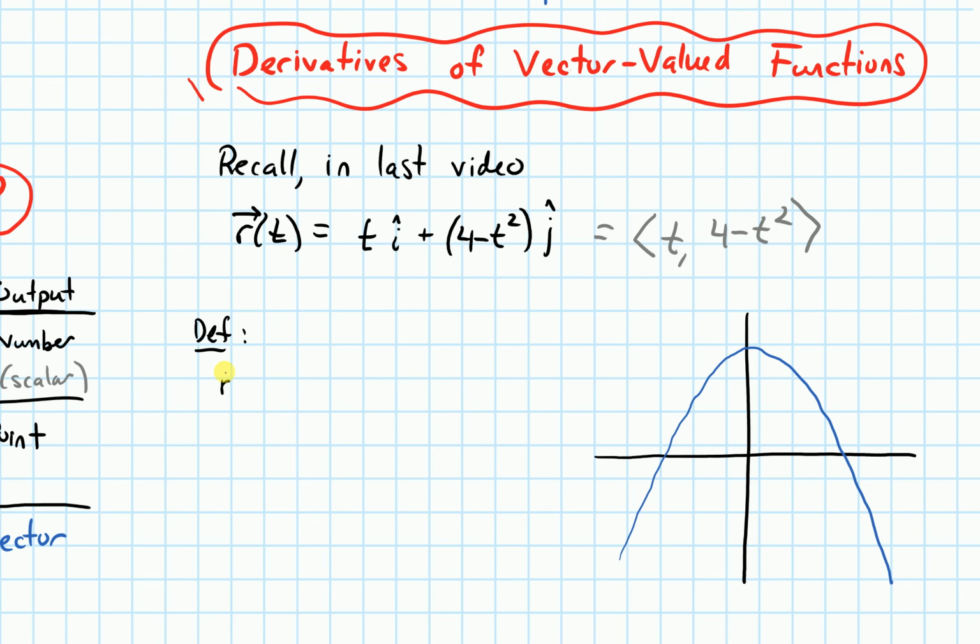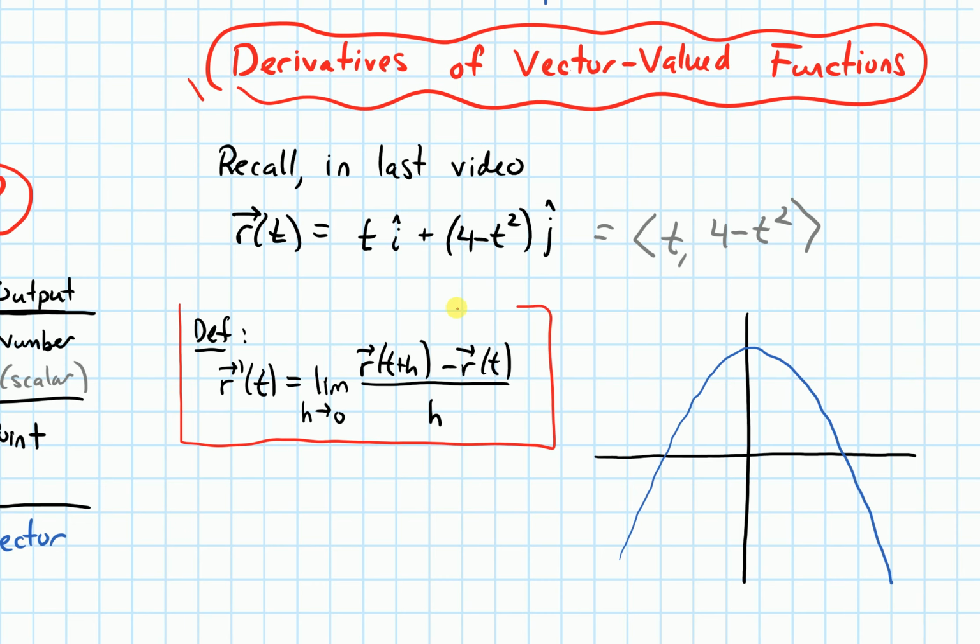So the derivative, r prime of t, has a really similar definition to the derivative of a regular function, a scalar function. It's the limit as h approaches 0 of r of t plus h minus r of t, all over h. Okay, so I'm going to box this. So this is the definition of the derivative of a vector-valued function.